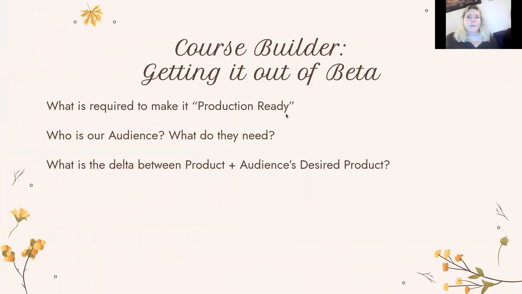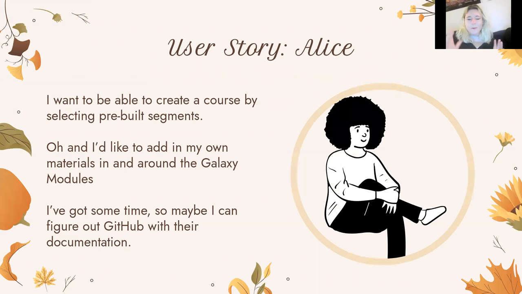We started to think about, okay, if we want to take this out of our beta version, what do we really need? What's required to make this more production ready? Who's our audience and what do they need? This is a big key thing for us. We talked to some different people in the communities and tried to find out what they want. These are the sort of stories that we hear from them.